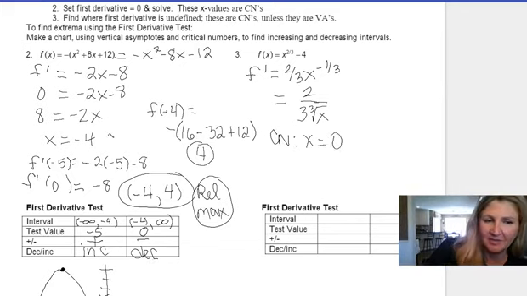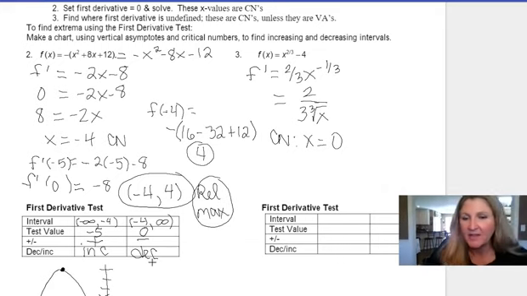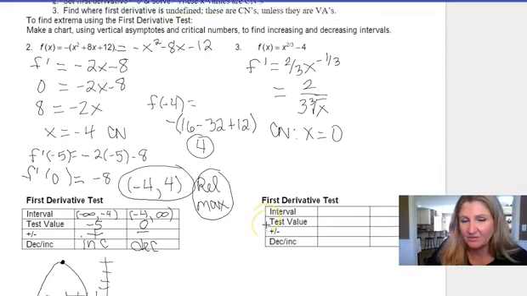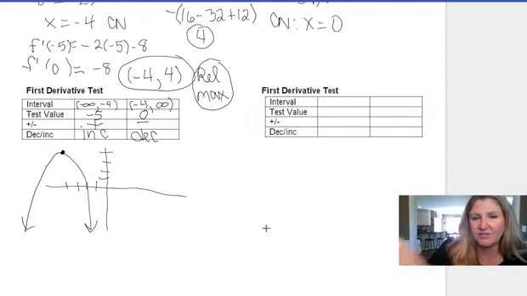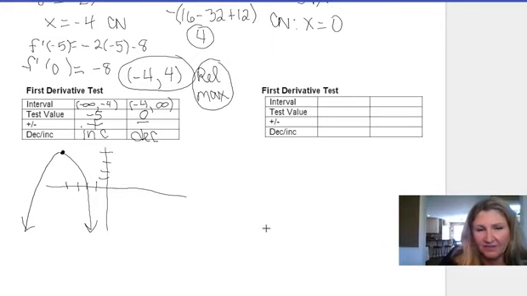Let me go back and label this as a CN. So I have a critical number there at 0. Okay? It is not a vertical asymptote. The reason why is because that function is defined at 0. If I plug 0 back into that original function, I get negative 4. If I plugged 0 in and it was undefined, then it would have been a vertical asymptote. Okay, now let's do our first derivative test.